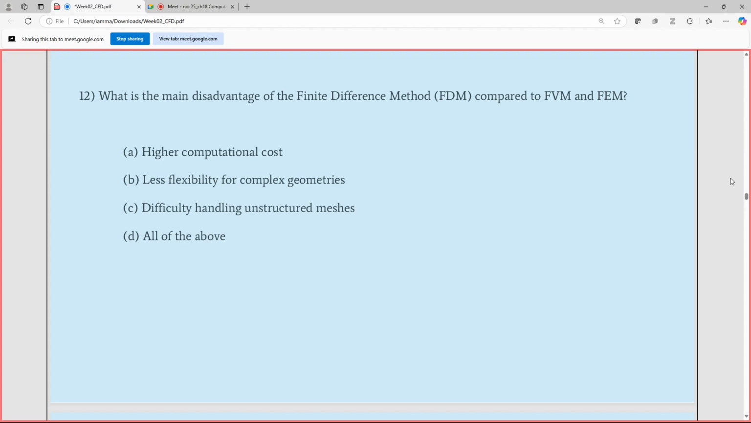Next question: what is the main advantage of finite difference method compared to finite volume method and finite element method? So the question is on comparison between three schemes: which is the main disadvantage of finite difference method? Option A, higher computational cost. Option B, less complexity for computationally complex geometries. Option C, difficulty handling unstructured meshes. Option D, all of the above. You have to find which of the following is the main disadvantage of FDM compared to FVM and FEM.